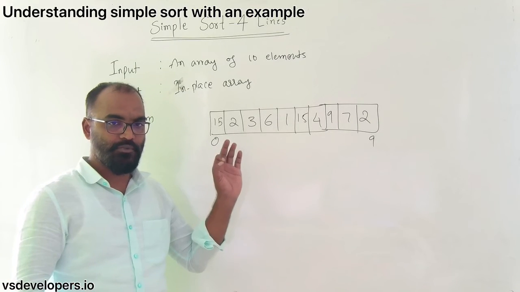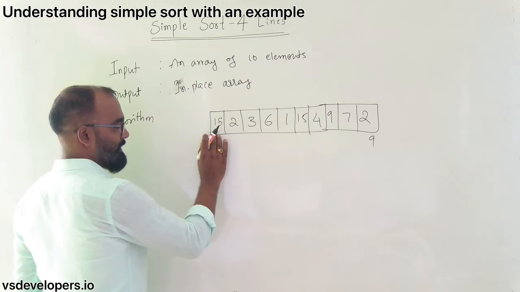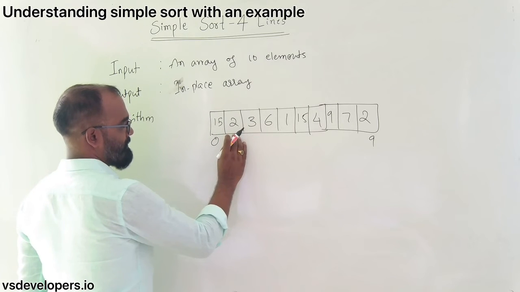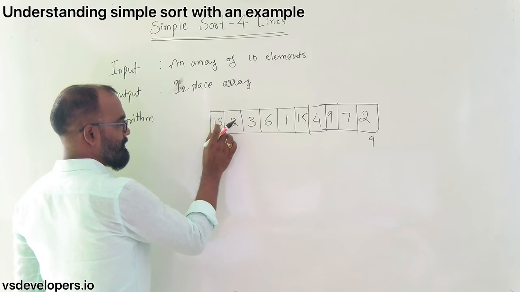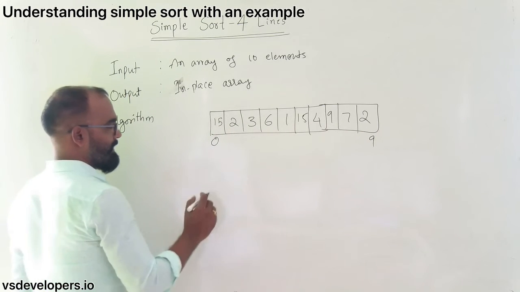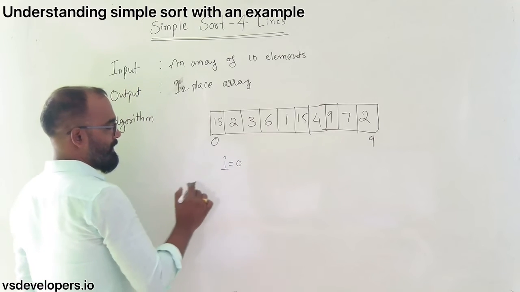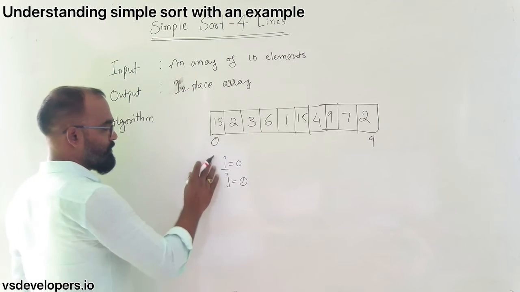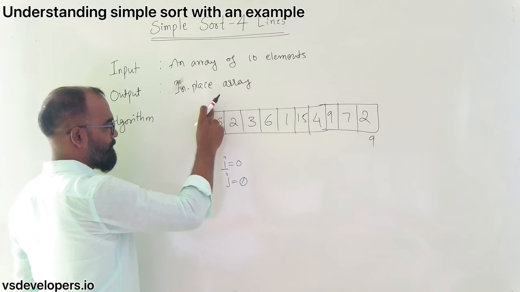Now, how does simple sort work? Let us understand the algorithm. Step 1, you start from the beginning of the array and then take another index to traverse. Start that index also from the beginning. You start comparing the first index with all other elements in the array. Let's say you have taken index as 0, which I am referring to as i, and then the second index as j, that also begins at 0. The first index stays here, the second index also begins from 0.